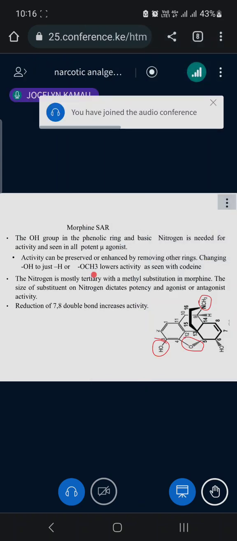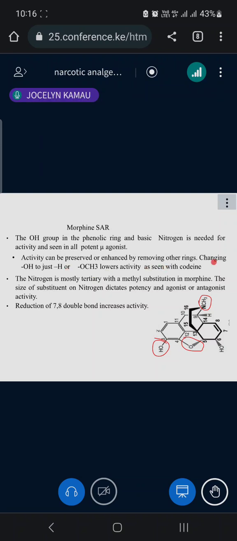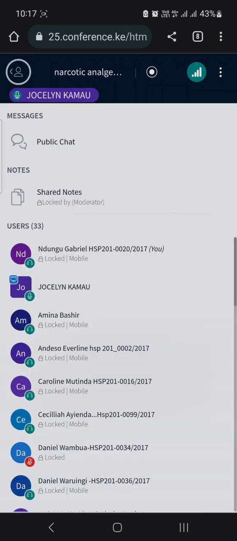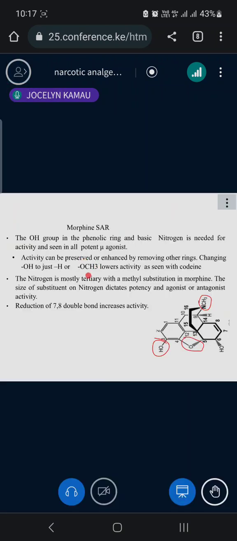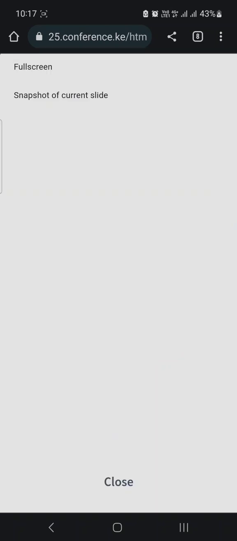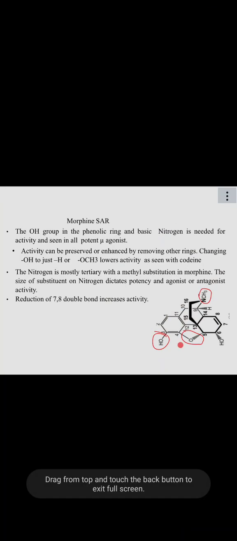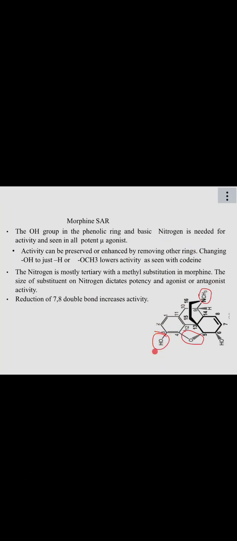Whole rings and still retain activity. So activity can be preserved or enhanced by removing other rings. Changing the hydroxyl group to just hydrogen, or to a methoxy group, lowers activity as seen with codeine. So we are saying that group here, 3 hydroxyl group, if you change it to a methoxy group, you will lower activity, but you also coincidentally introduce new activity, and codeine has antitussive activity.